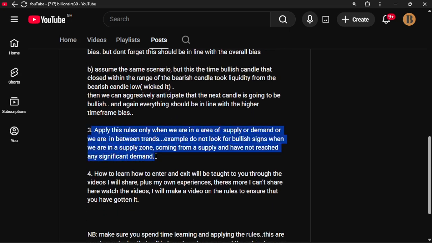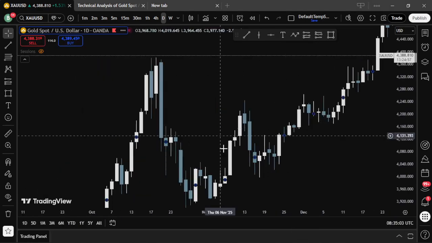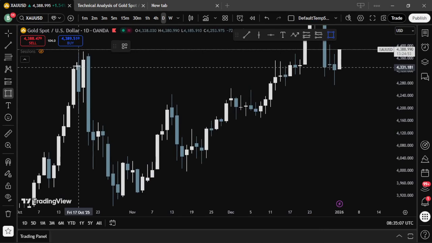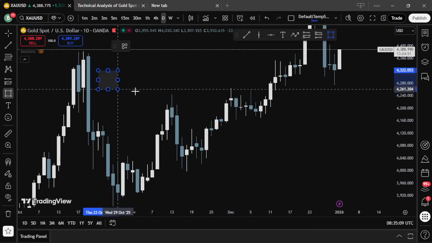Now let's look at the third option. We apply these rules only when we are in an area of supply or demand, or we are in between trends. Example, do not look for bullish signs when we are in a supply zone, coming from a supply zone and have not reached any significant demand. Okay, so let's take this one for instance. The market started coming from this area.